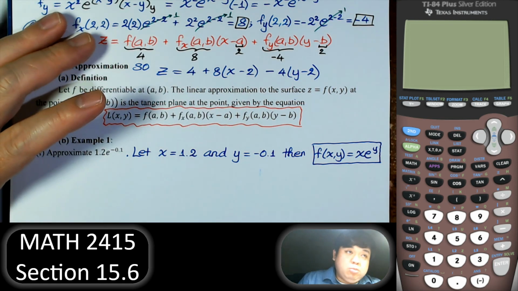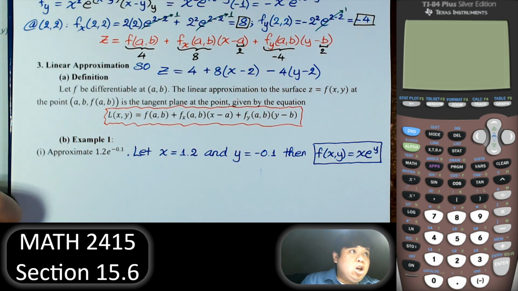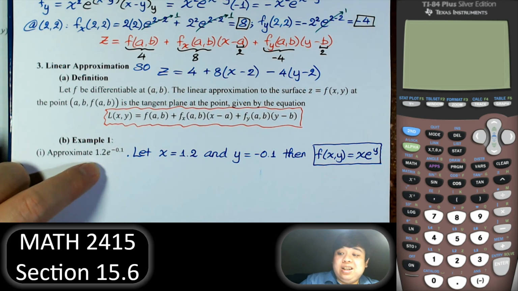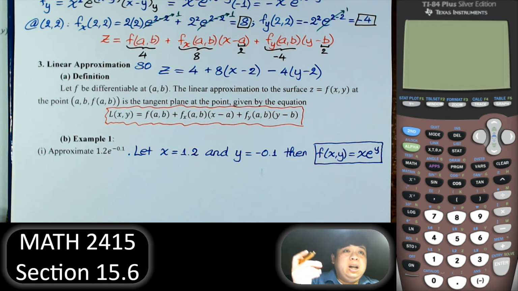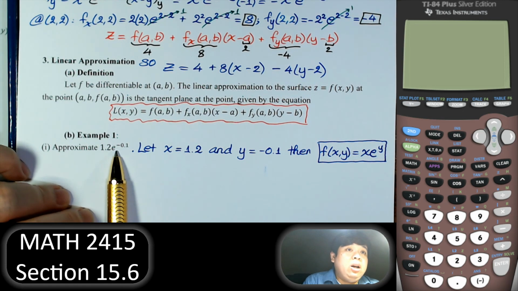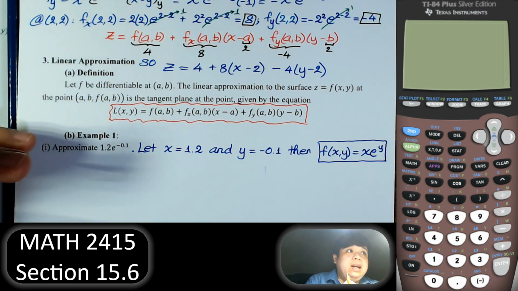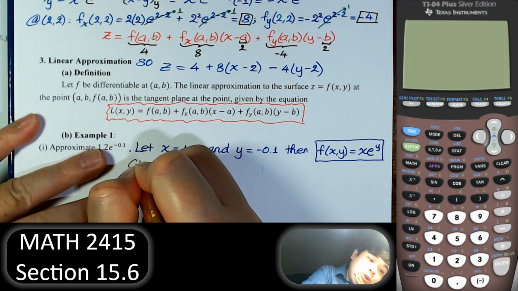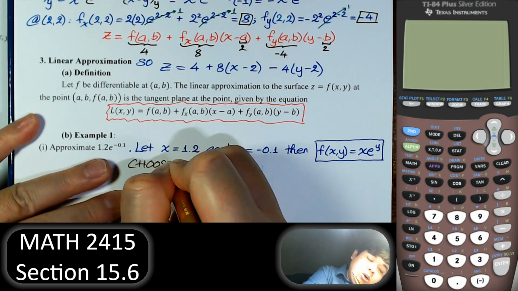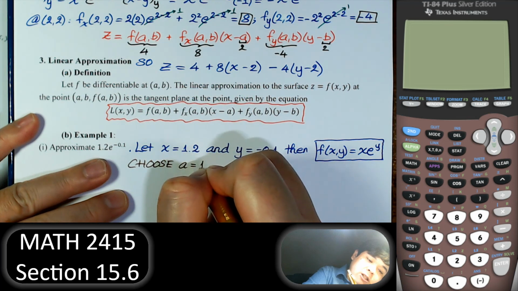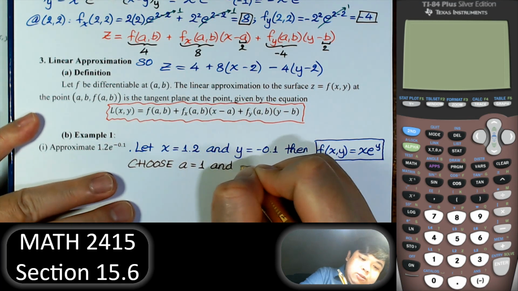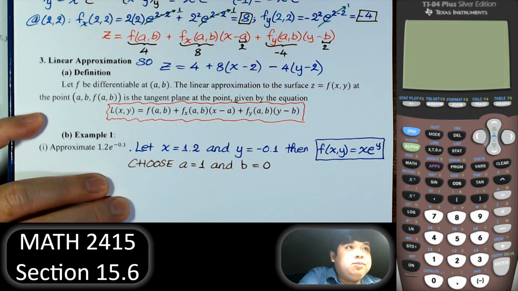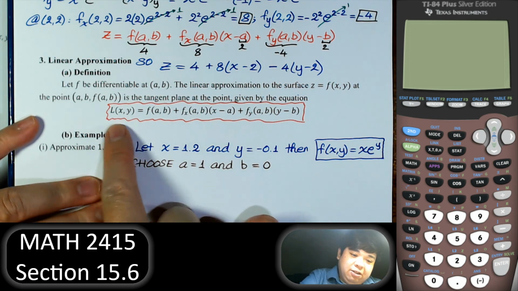Next, we need to approximate something that is close. So what we do is we're going to choose the values that are close to those values, and the approximation is easy to calculate. So 1.2, why don't we choose 1, and negative 0.1, why don't we choose 0? Those values are close and it's easy to calculate. So this is what we're going to choose, something close to x and something close to y. We choose those values and then we just have that.